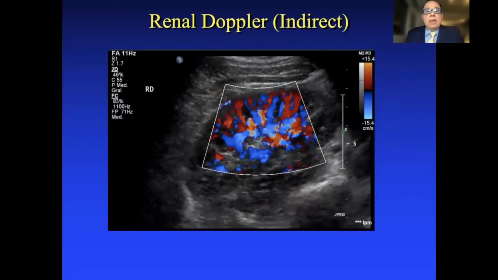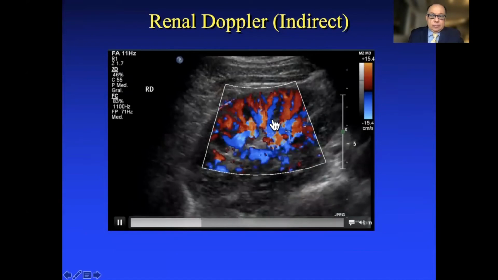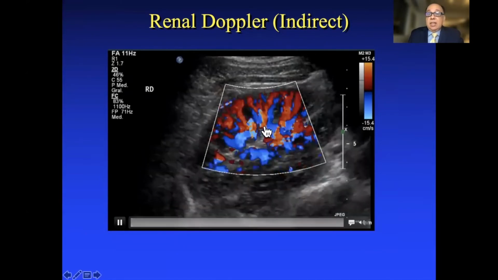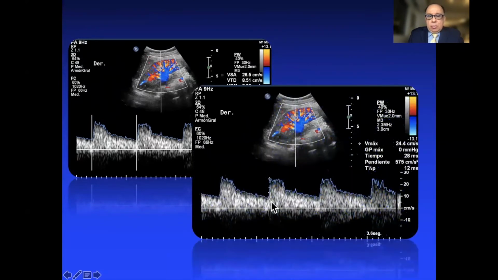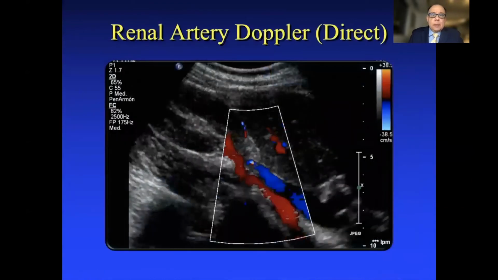In the indirect method, we have to study all the vessels inside the kidney. And then we can obtain the spectral analysis, and the computer provides all the hemodynamic information necessary to do the proper diagnostic. Here we are placing 2 calipers in order to calculate the acceleration time and the acceleration index.